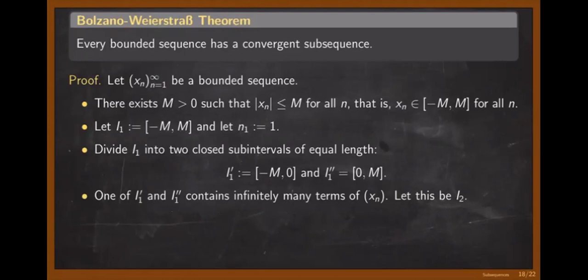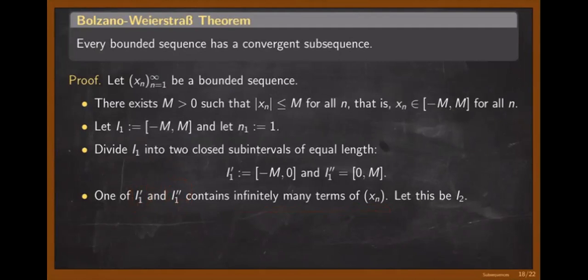Now, lahat ng terms ng x sub n nandito sa interval na ito, right? So, if I1 consists of I1 prime and I1 double prime, dapat isa dito sa dalawa ang magko-contain ng infinitely many terms ng x sub n, right? Kasi lahat ng terms nasa I1. Kung binubuo ng I1 prime at I1 double prime yung buong I1, dapat maghahati ngayon yung sequence mo sa dalawa, no? Kasi nahati sa dalawang part yung buong interval mo. So one of these subintervals must contain infinitely many terms of x sub n.